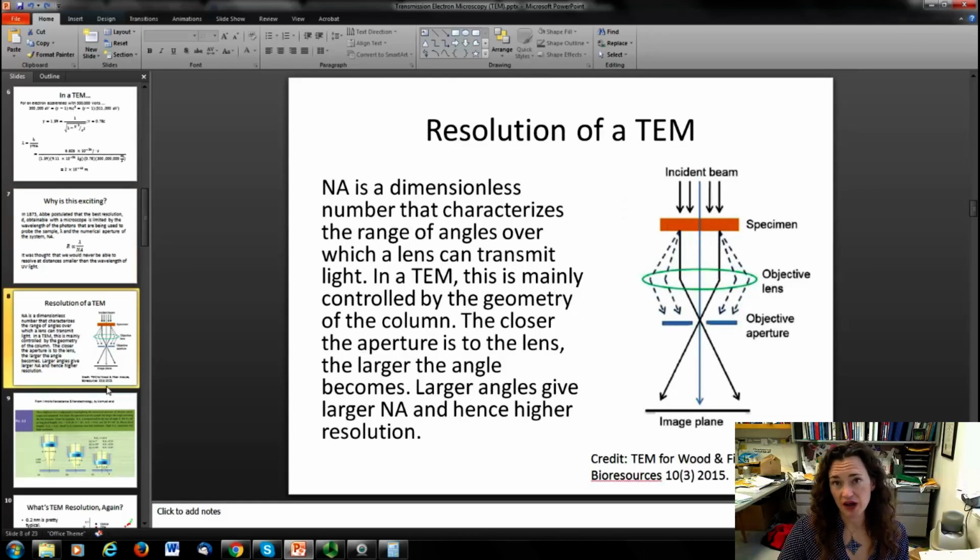Now, if you're wondering what the numerical aperture is, if you haven't had any optics, basically the numerical aperture is a dimensionless number that characterizes the range of angles over which a lens can transmit light. Now, in a transmission electron microscope, this is mainly controlled by the geometry of your column. So the closer you put this little aperture or pinhole that the electron beam has to go through to your lens, the larger that angle becomes. And the larger angles give a larger numerical aperture and hence a higher resolution to your microscope. So when you design your TEM, you're controlling its resolution by the geometry of where you place things in the column.